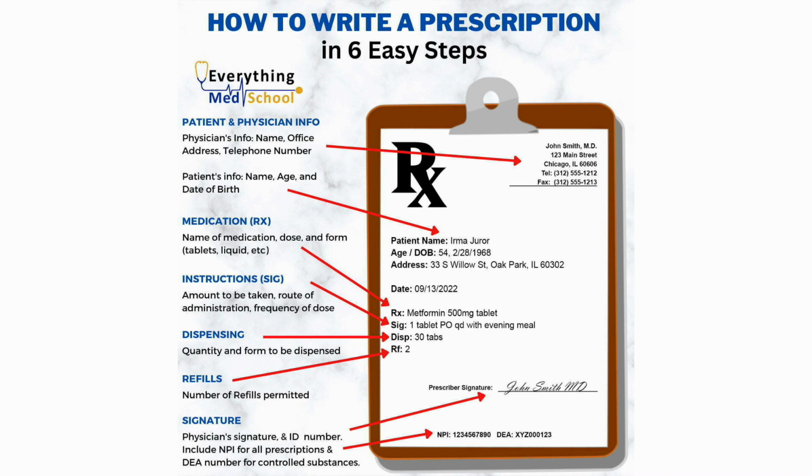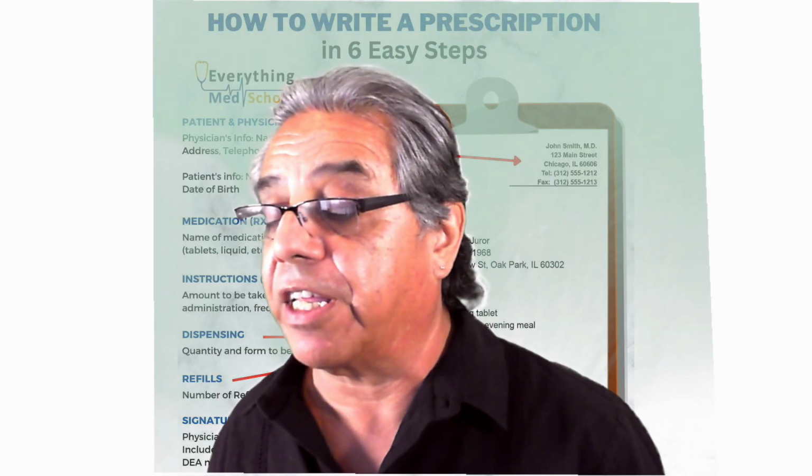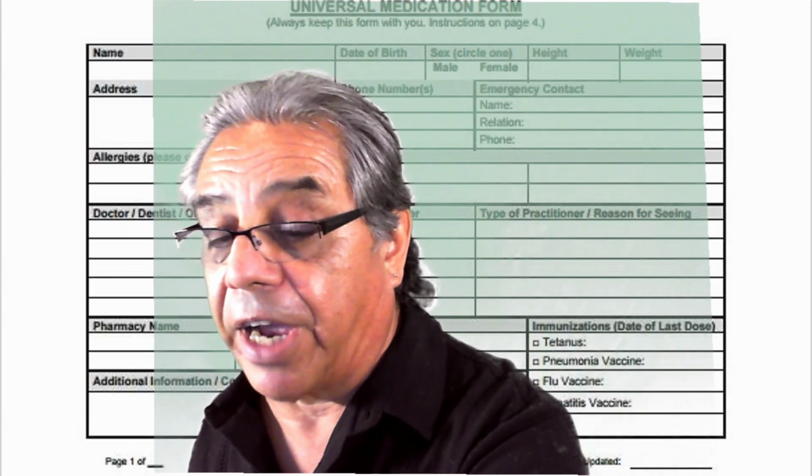This is the amount to be taken, the route of administration, and how frequently the dose is to be taken. The next place is dispensing information. This is the quantity and the form that this medication is supposed to be given or dispensed as. Another section is for refills. That tells us how many times this prescription can be renewed. And lastly, a signature is needed. And this is essentially approving this prescription from the provider.